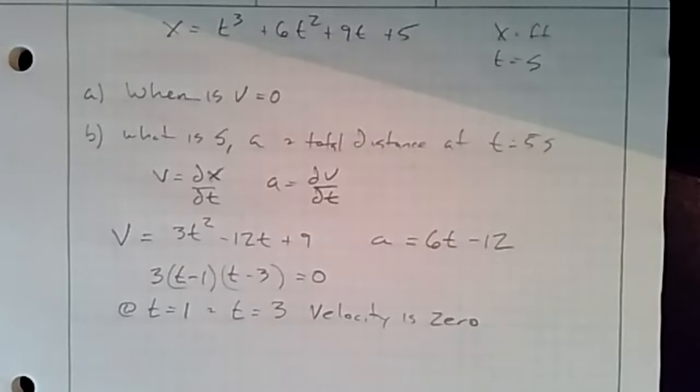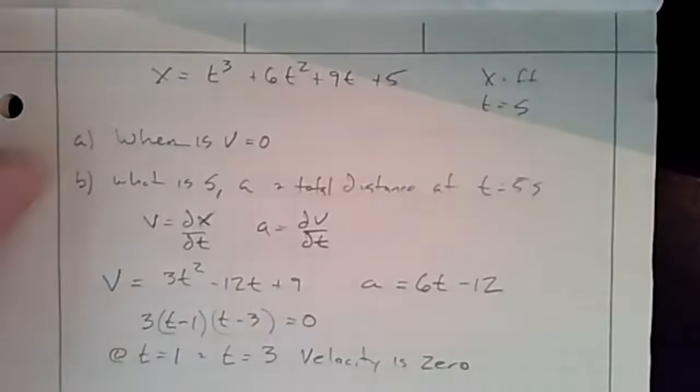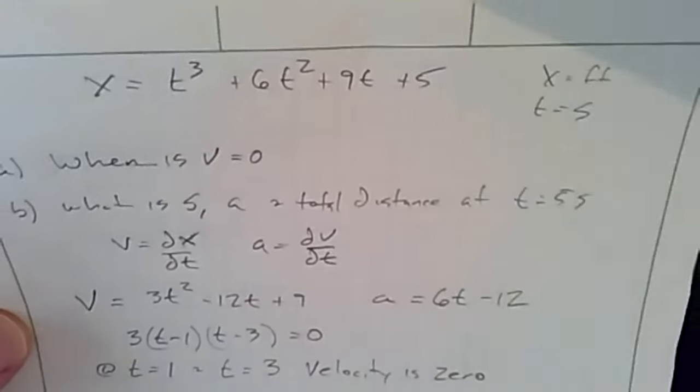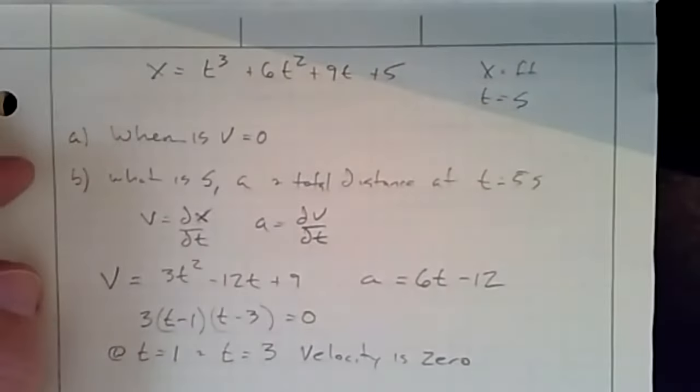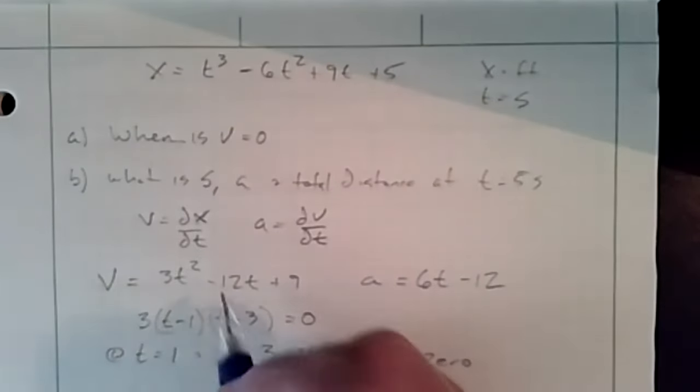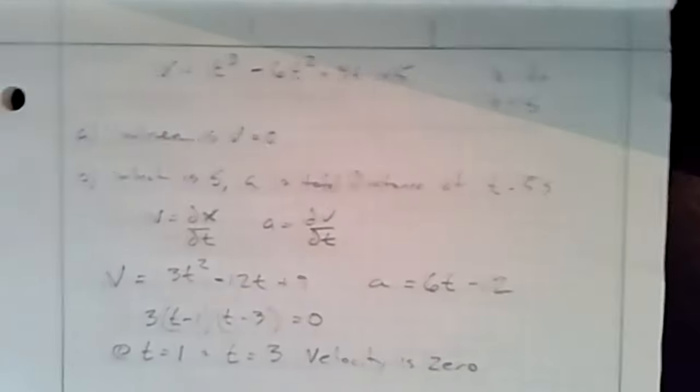I had a question. How did you get negative 12 instead of positive 12? I had 3t squared minus 12t. Was it plus in the first? Did I write it backwards? Oh, this should be minus. There we go. Sorry about that. Yeah, the negative sign was in the original, but not in that.